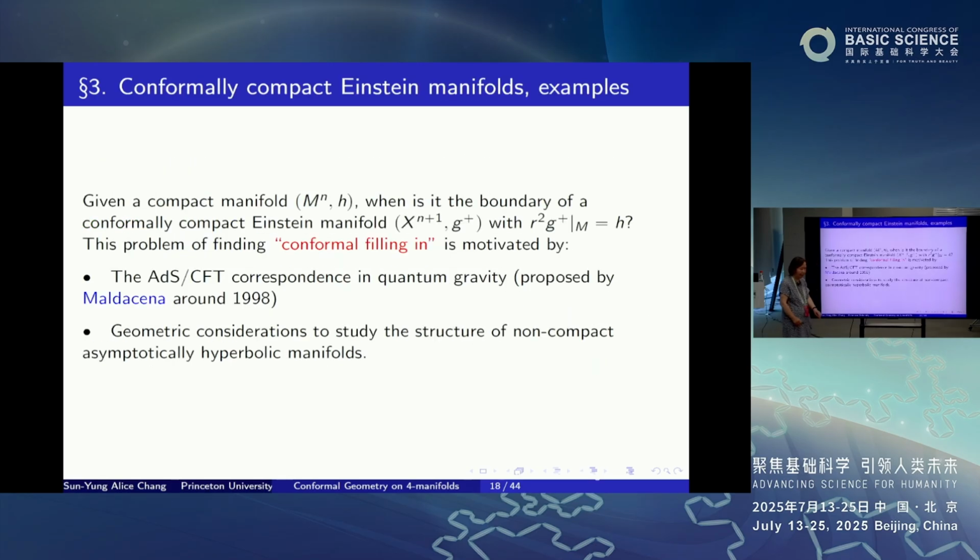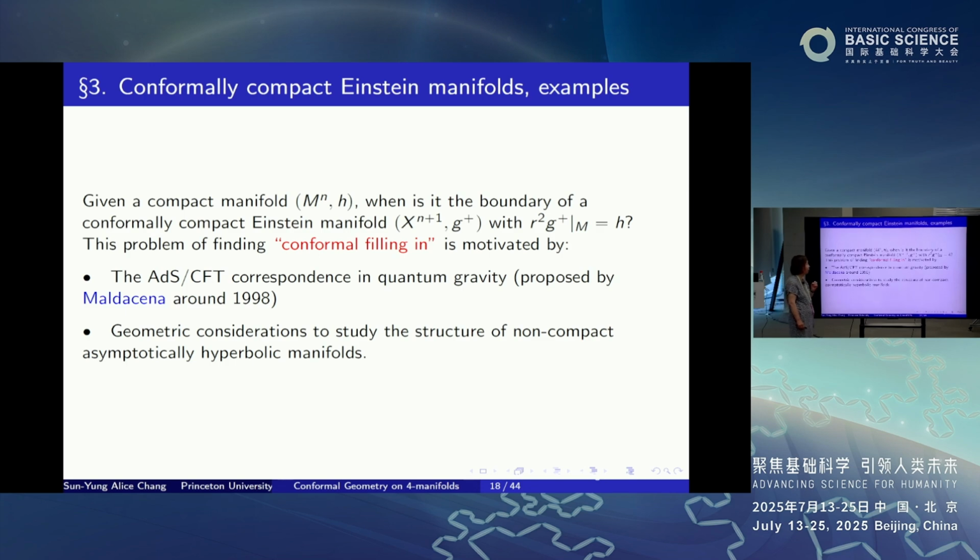Okay, and now I will switch the talk to some application of this whole idea of Q curvature and then using the conformal invariant property. One problem I want to talk about is the problem of conformal filling in.